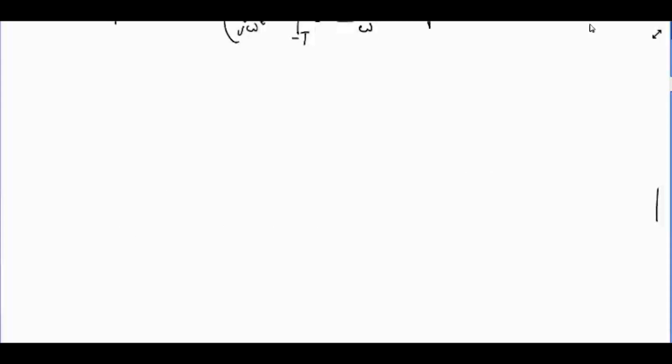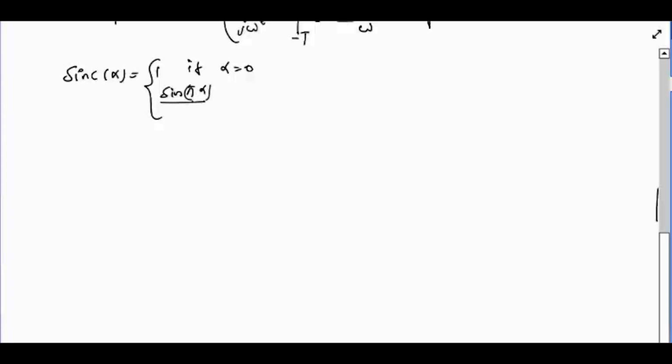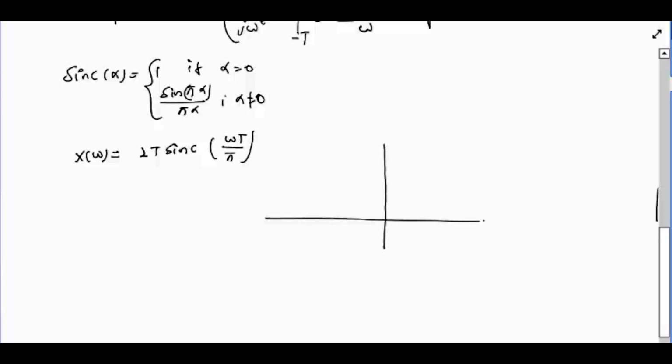We can compactly express this Fourier transform in terms of the so-called sinc function. Sinc function is defined as follows. Sinc of alpha is 1 if alpha is equal to 0, and it is sine pi alpha divided by pi alpha if alpha is not equal to 0. Okay, in terms of sinc function, we see that X(omega) can be expressed as follows. It is 2T sinc of omega T divided by pi. If we plot this function, the Fourier transform, it looks as follows.